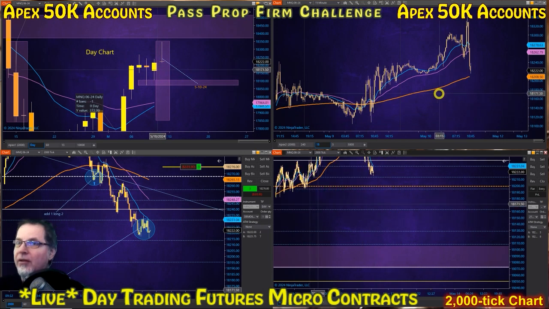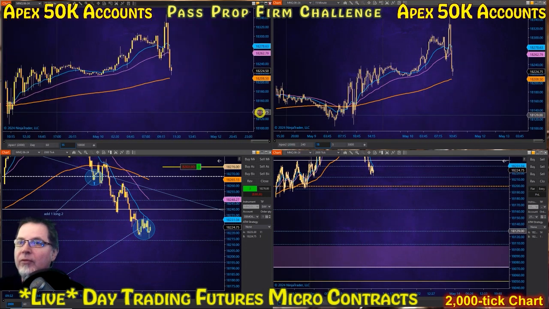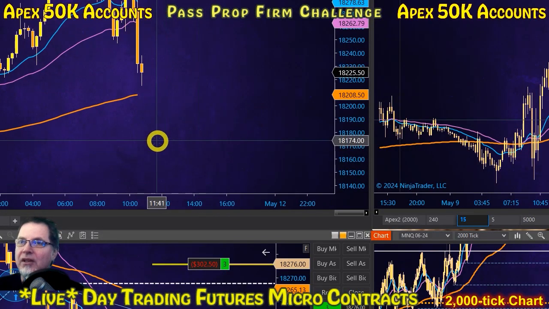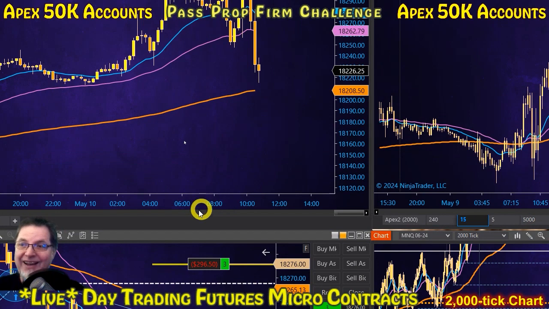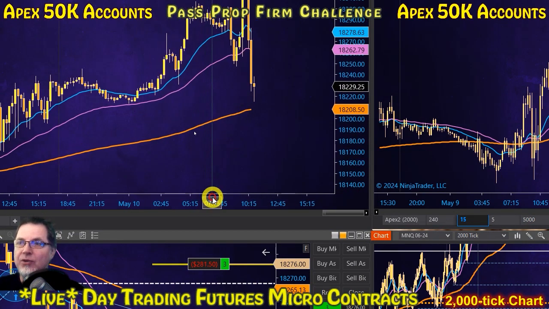No, I wouldn't. The reason why I'm adding it is because it was forming a nice doji candle on the 15-minute chart right here, but it didn't close. That's one of the problems. One of my problems is that I'm adding too soon. So I'm trying not to do that.